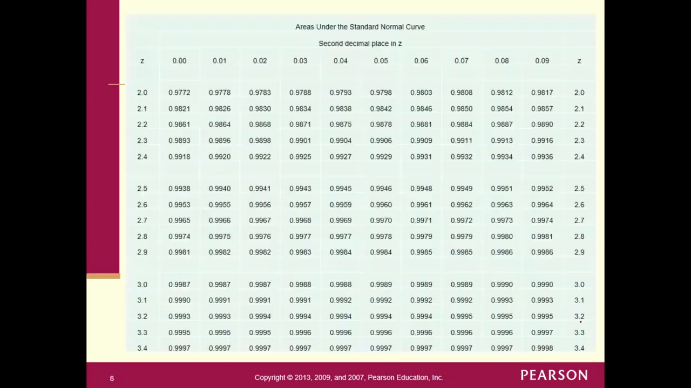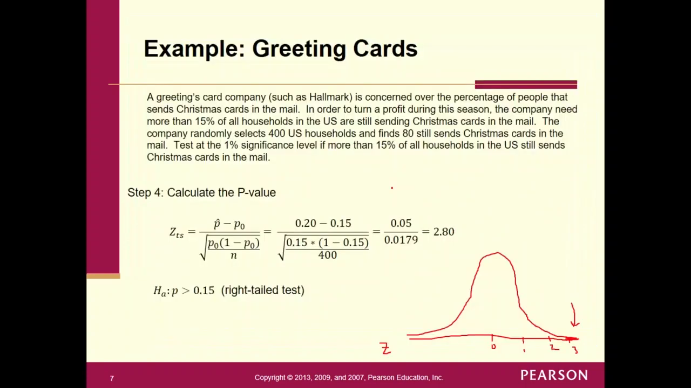Alright, so we go to our table. Get your standard normal table out. Look up a positive 2.80, unless you want to use the idea of symmetry. Here's 2.80: 0.9974. But you already should know that that is not the p-value. 0.9974 is this area right here.